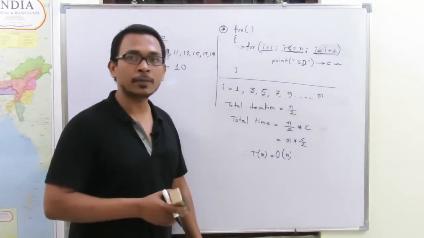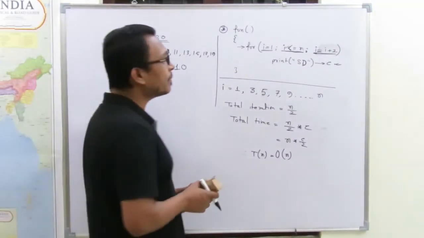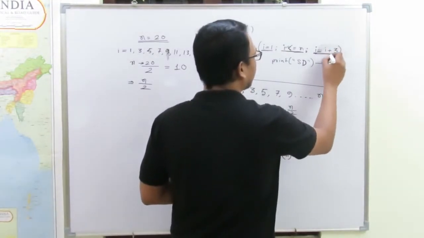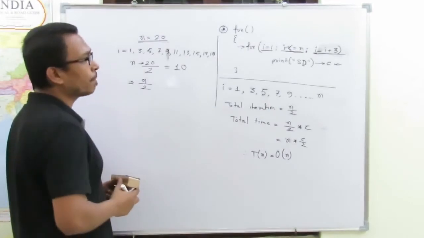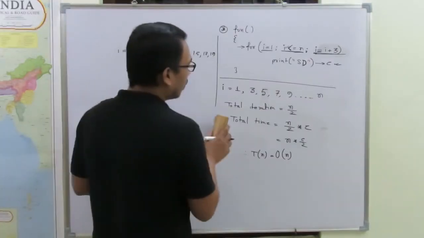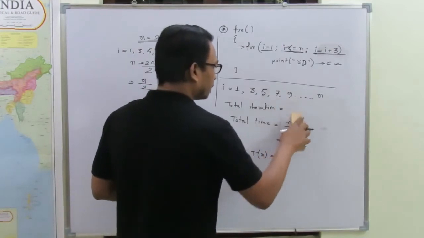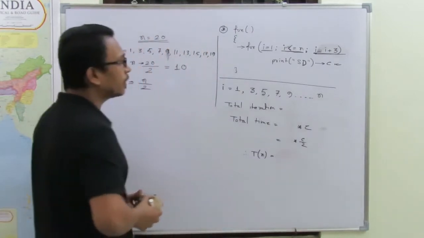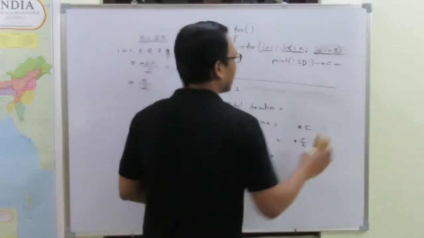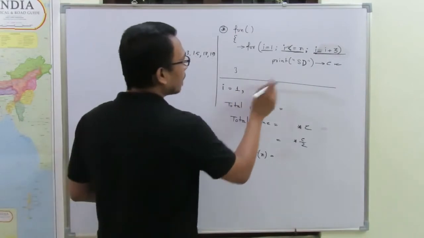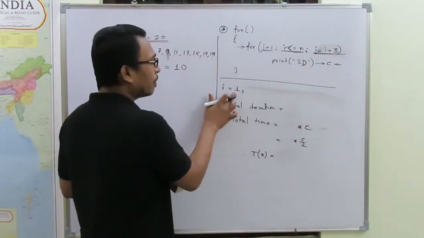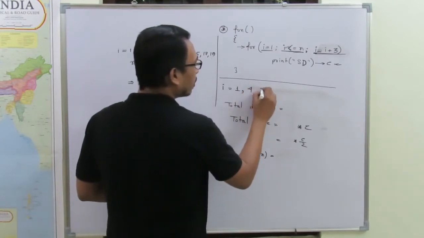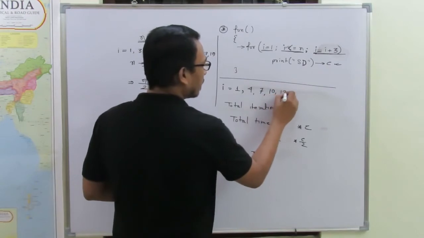Clear? Hope you understood the concept. Now let's increment the value of I by 3 and see what happened. Now again the value of I starts from 1 and then the next value will be I plus 3. That means what is the value of I now? 1. Then the next value will become 4. After that it will become 7, 10, 13, like that.